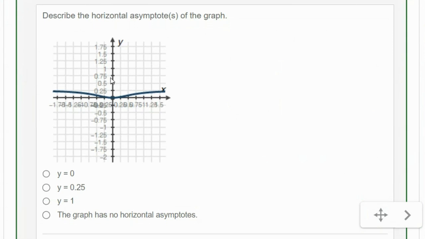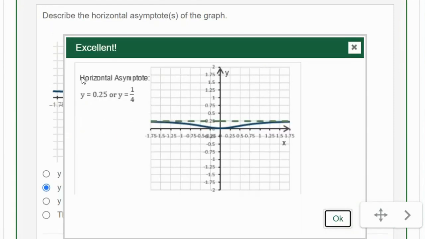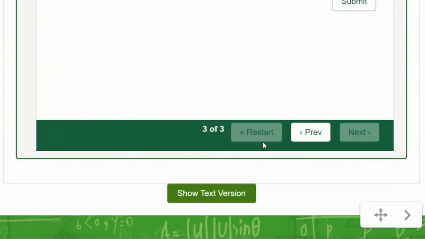It's a little tricky. You have to pay attention to the scale. So this one, the horizontal asymptote: the farther this graph goes left and right, the closer and closer it gets to a number, and it's not 0. It's going up from that. It's not 1 because 1's way up here. It's y equals 0.25. Good job, Daniel. Getting closer and closer to 0.25 as it goes left and right. Submit. Excellent. Or 1/4.